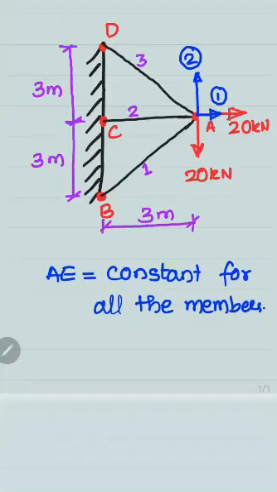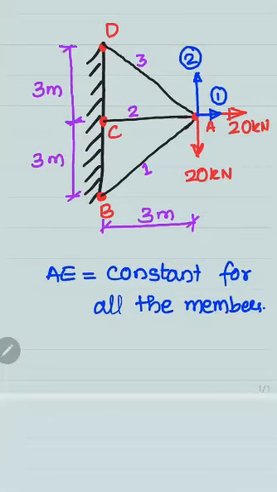We will be solving this problem by the matrix stiffness method using the system approach. Now let me take this problem. This problem has three members, AB, AC, and AD. These three members are embedded into a rigid body, which is BCD. That means BC and CD are not members. So AB, AC, and AD are the members.